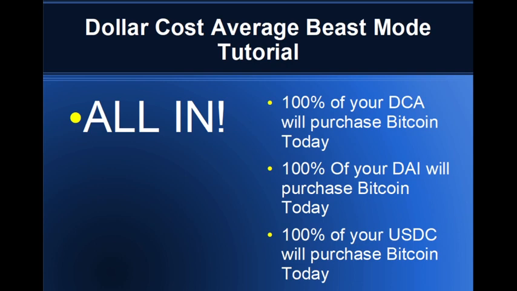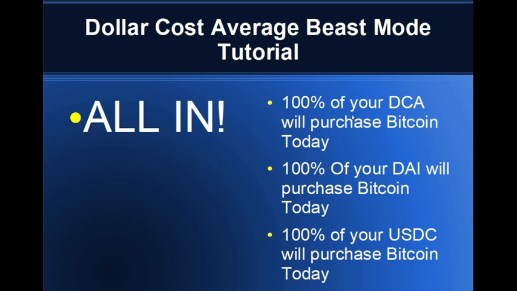So when the all-in signal occurs, and we get crashes on average about every 2 years, we had one just not too long ago, but it wasn't deep enough. It didn't hit all the markets, so it wasn't a crash. It was just a big dip, and it emptied out your buy the dip account if you were following me before, but it did not touch your all-in account. So that continued to accumulate. But when these all-in signals occur, when the whole world's on fire, 100% of your DCA will purchase Bitcoin today. 100% of your DAI will purchase Bitcoin today, and 100% of your USDC will purchase Bitcoin today.